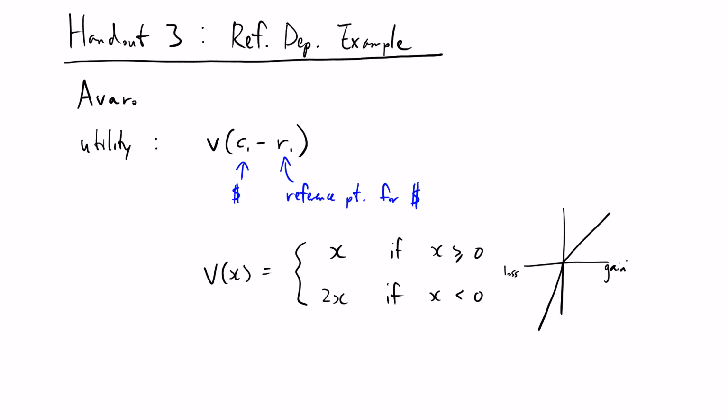And then we're going to normalize the initial amount of wealth to 0. So he has no money to begin with. Okay, so initially no money. So C1 is 0.